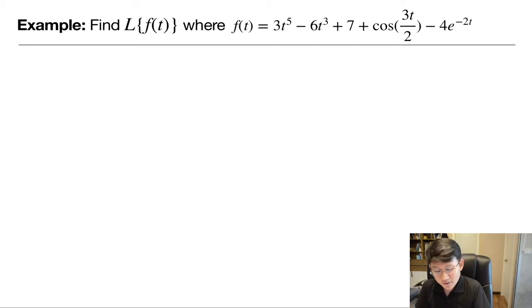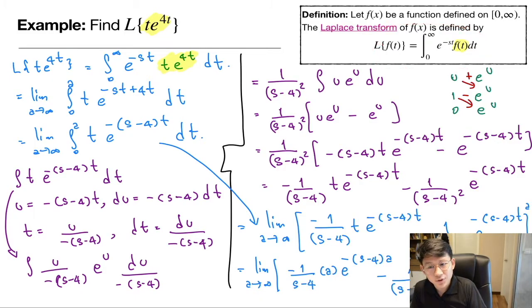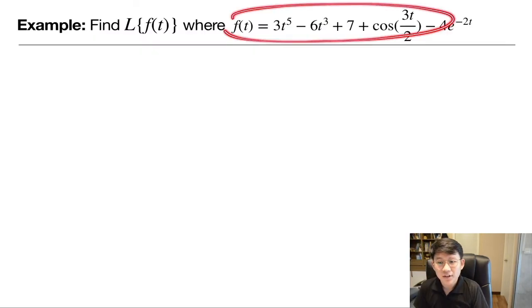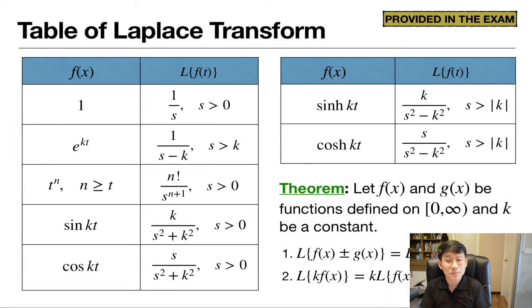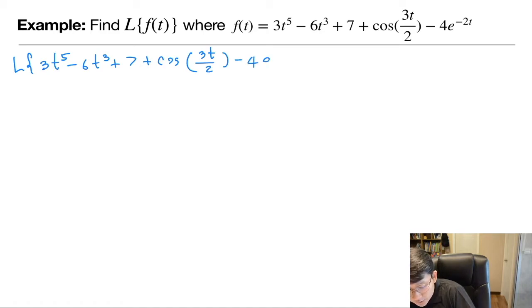It won't be fun if you need to evaluate the integral from 0 to infinity of e to the minus st times this f(t). It's going to be a long process to do the Laplace transform, right? But if you have these formulas, it's going to be a lot easier. Okay, let's have a look here. So you want to find the Laplace transform of 3t to the 5 minus 6t cubed plus 7 plus cos 3t divided by 2 minus 4e to the minus 2t.